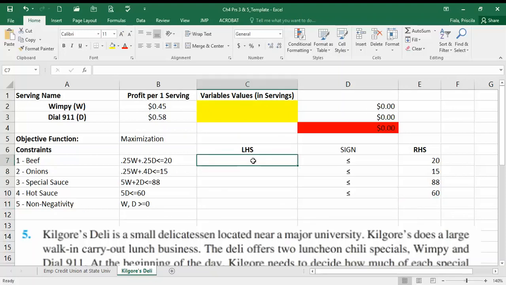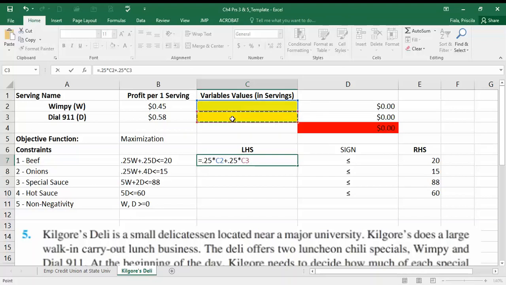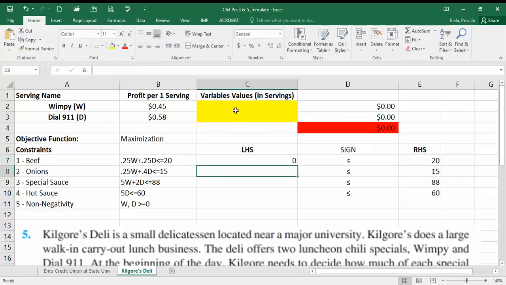So let's go ahead now and work with the left-hand side. What are you going to do? You have 0.25 of W. So really it's a formula: equals 0.25 times my Wimpy variable plus 0.25 times my Dial 911 variable. Now you're just referring to whatever Solver finds over here, and they're going to multiply by these values.